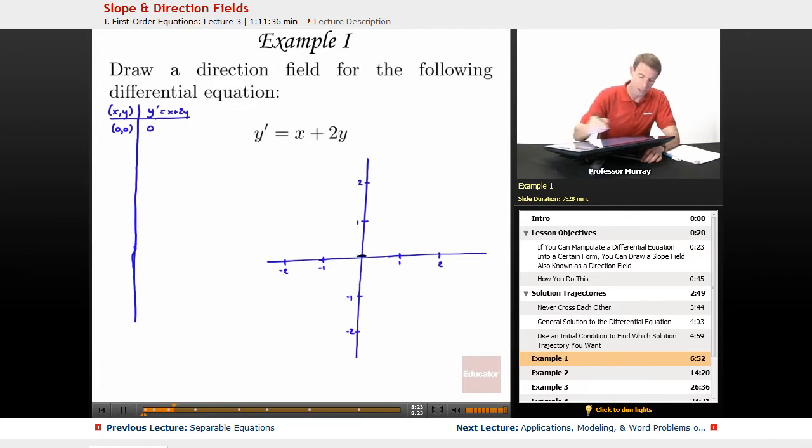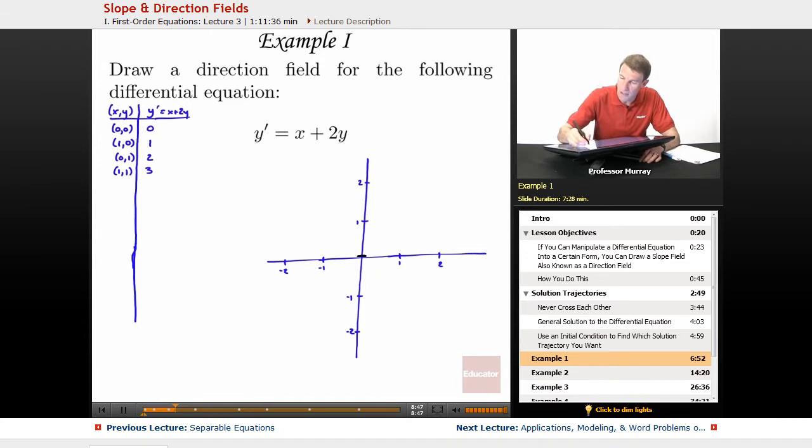Let me go back and calculate a few more points here. If I have x equals 1, y equals 0, then x plus 2y will just be 1. If I have x equals 0, y equals 1, then y prime, x plus 2y, would be 2. And if they're both 1, then x plus 2y would be 1 plus 2 times 1, so 3.